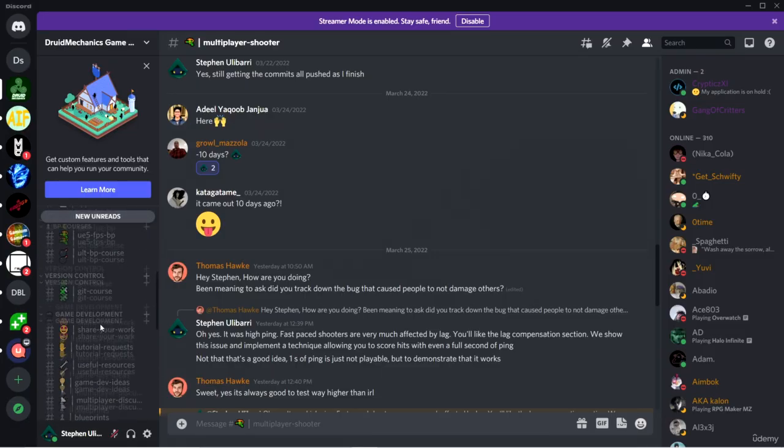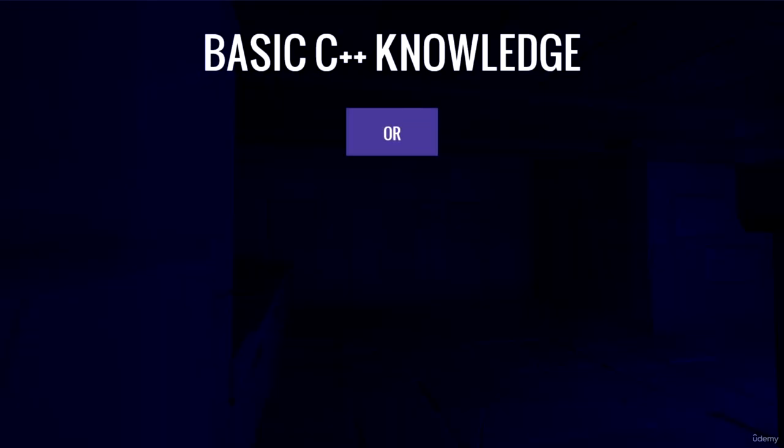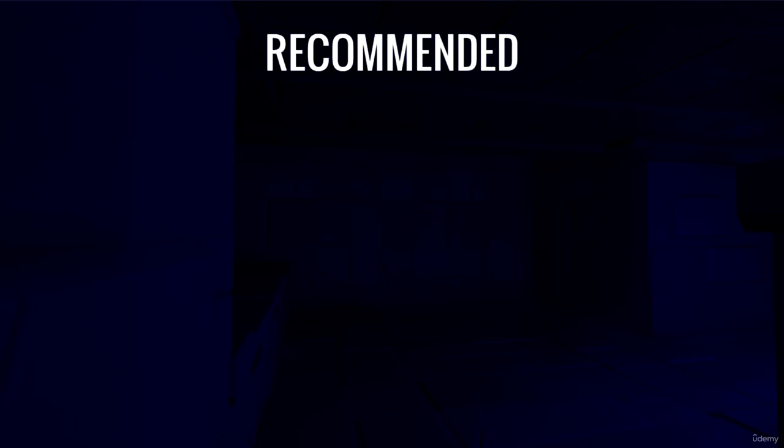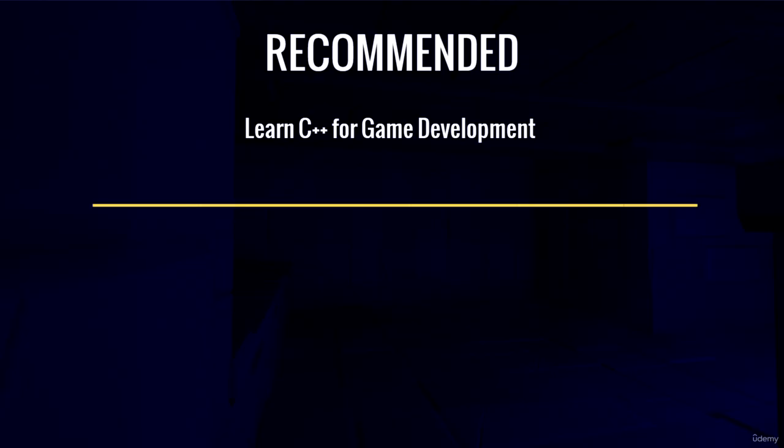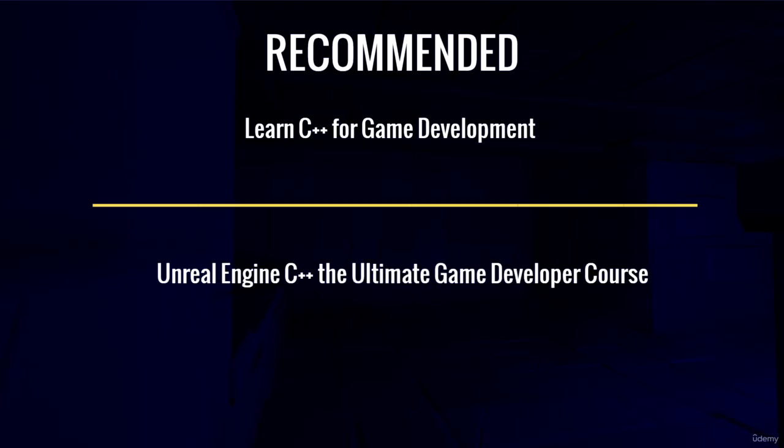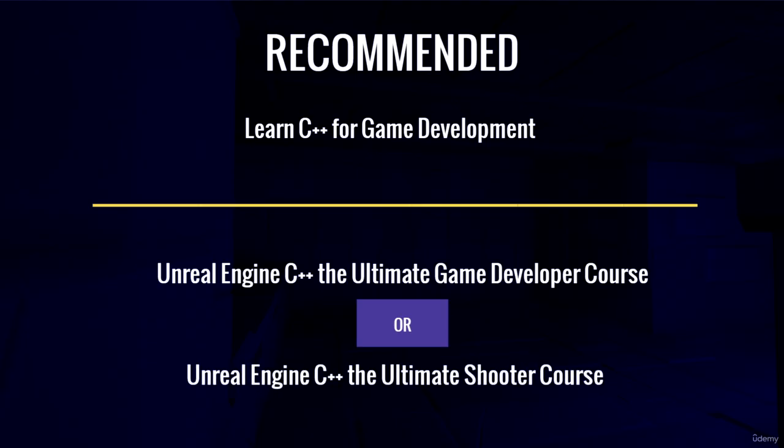You don't have to be an expert to take this course. Basic C++ knowledge or understanding of a similar language like C# or Java will do. If you've already taken my Learn C++ for Game Development course, you're covered. And it'll help if you've taken at least one of my other Unreal Engine C++ courses, either Unreal Engine C++ The Ultimate Game Developer course or Unreal Engine C++ The Ultimate Shooter course. If you've taken either one of those courses, you're more than ready to dive in. But if you haven't, you'll still be able to do this course if you know some basic C++. Variables, functions, pointers, and classes.